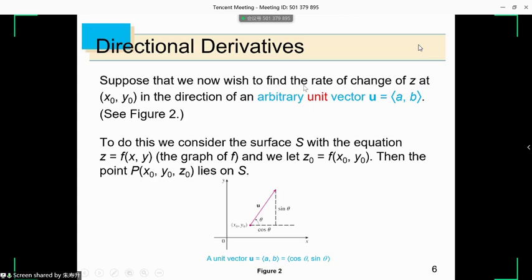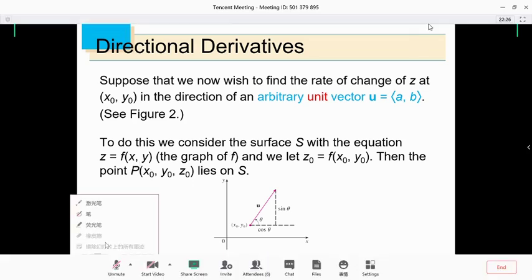Because we now wish to find the rate of change of z at x0 and y0 in the direction of an arbitrary unit vector u equal to (a, b). So this is a unit vector, and the length of u equals 1. To do this, we consider a surface S with the equation z equals f(x, y). We let this equal f(x0, y0). Then we have a point P that lies on S.